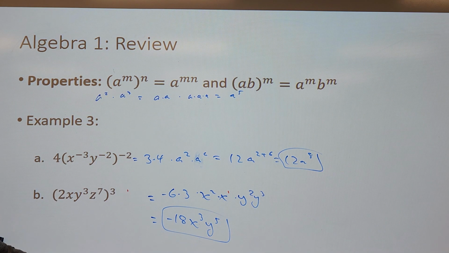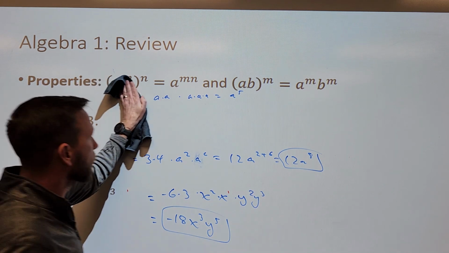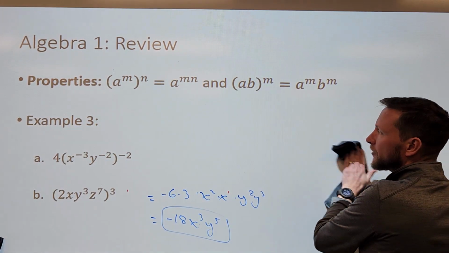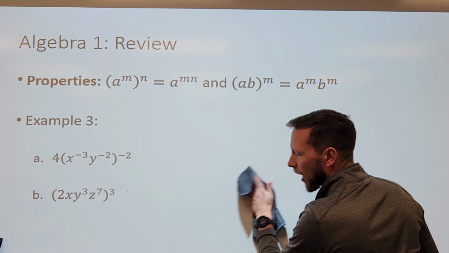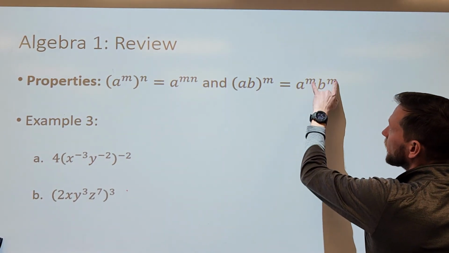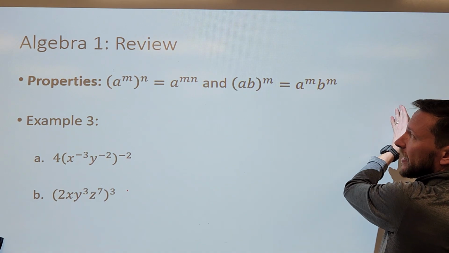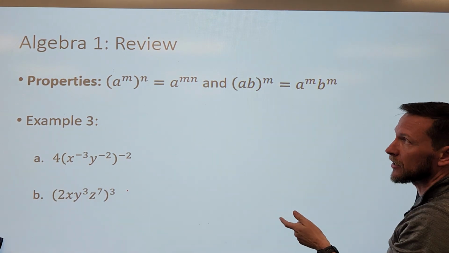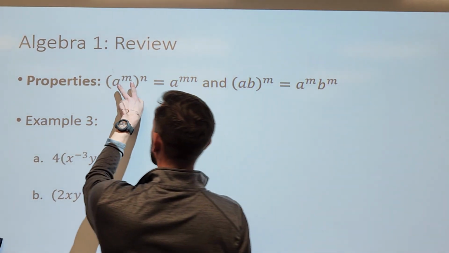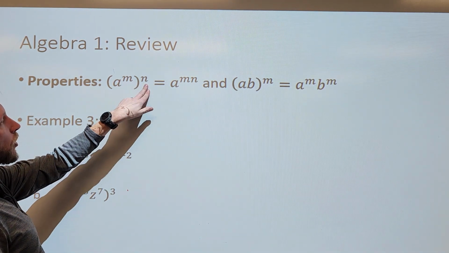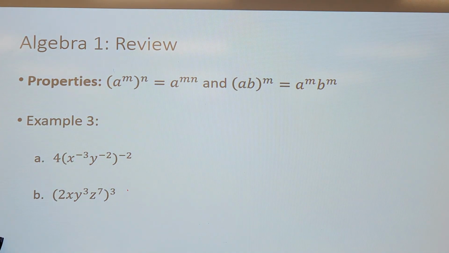Example 3, or the third property. The third property says if we take a product to a power, we give the exponent to both factors, or all factors. If there are 3 or 4 or 5 factors in there, we give that exponent to each factor. It also shows us that if we have a power to a power, we multiply those exponents.